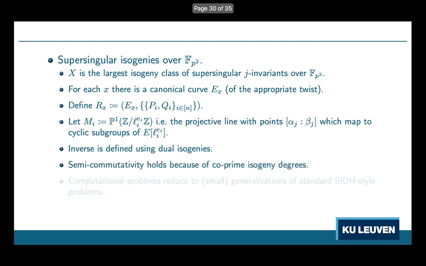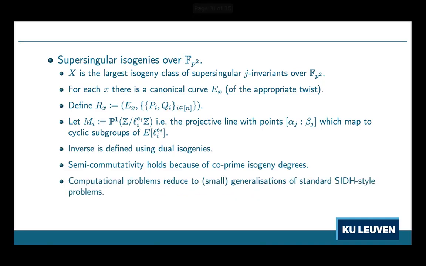And finally, semi-commutativity holds because of the coprimality of isogeny degrees. So the isogenies, one of degree a power of l_i and another of degree a power of l_j, can be applied interchangeably, and we will arrive into the same isogeny class, so the same curve class, sorry, the same j-invariant at the end. So we have here all the elements that we need for our semi-commutative structure.